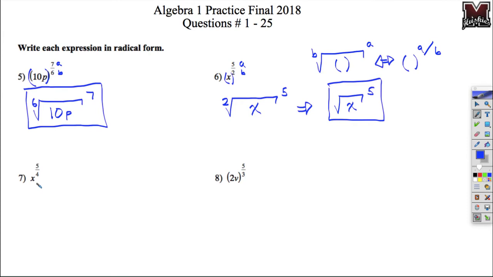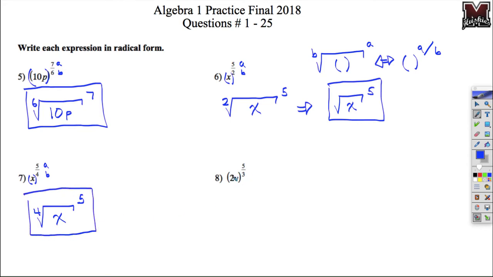On to number 7. So again, we have our a, our b. That b is a little bit bad. Let's try to rewrite it. B, and this is our base. So it's going to be our radical symbol. Our base goes on the inside. Our a, our 5, stays in the power. And then the 4 is going to become the index. It comes right there. Final answer, box it.